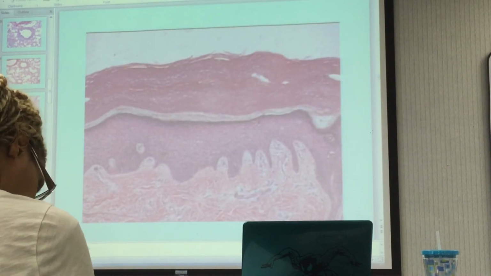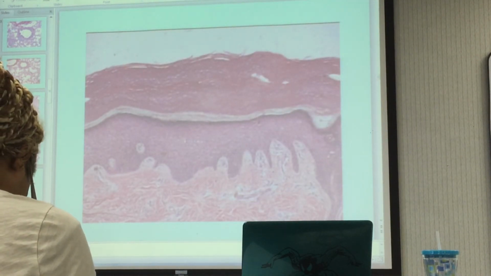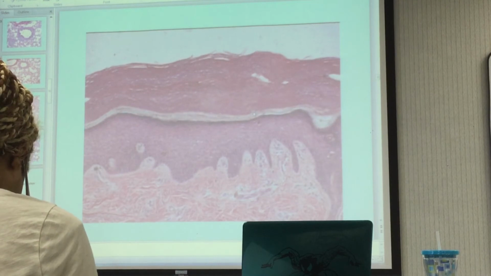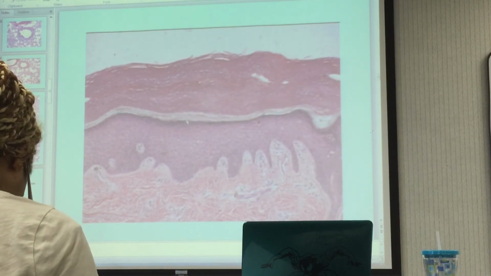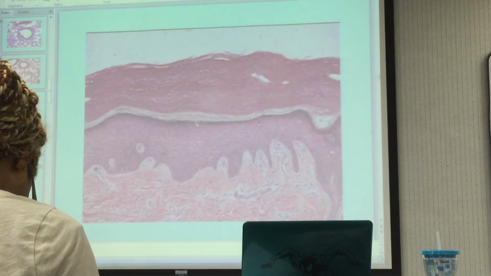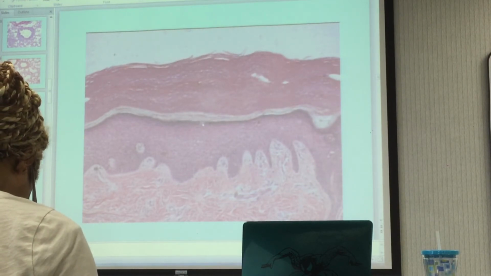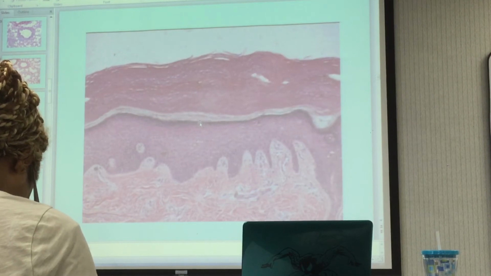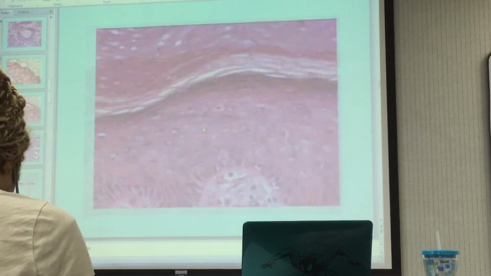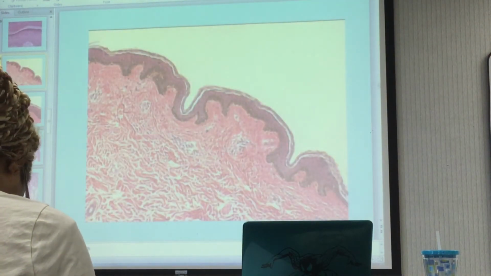Okay, make sure you know the layer of the muscle. Make sure that you know each one. Like if I put the arrow here, what is that? A stratum. What is this? Stratum granulosum.